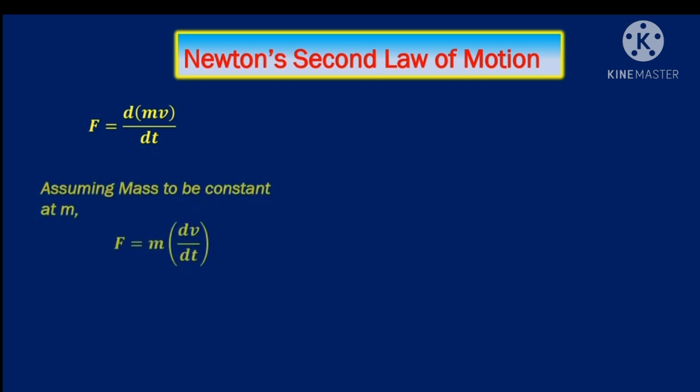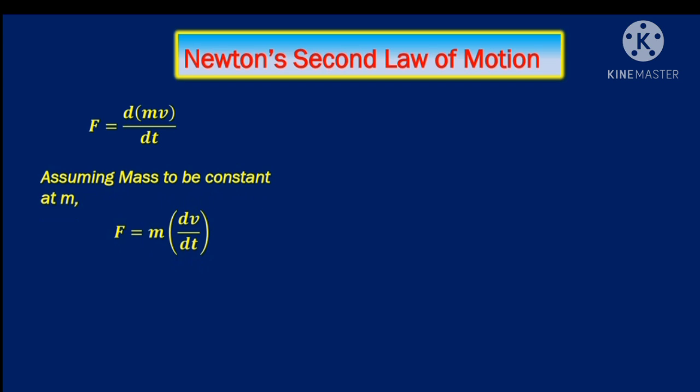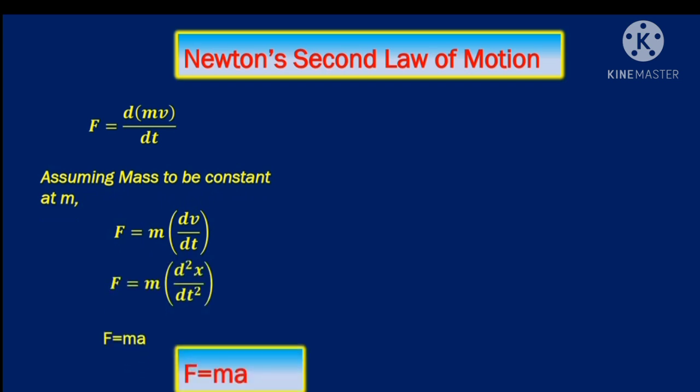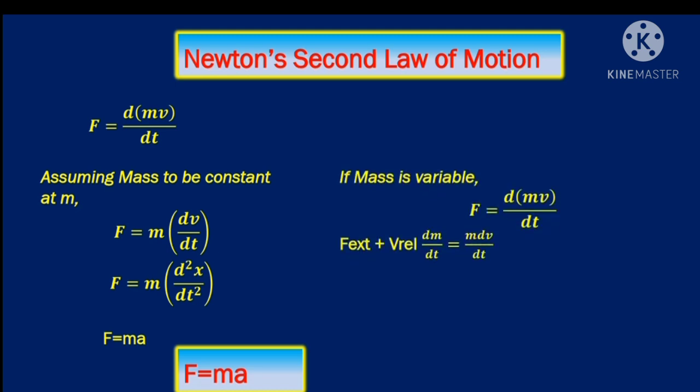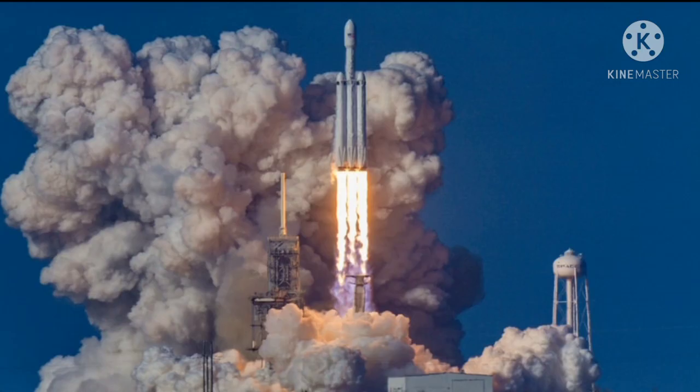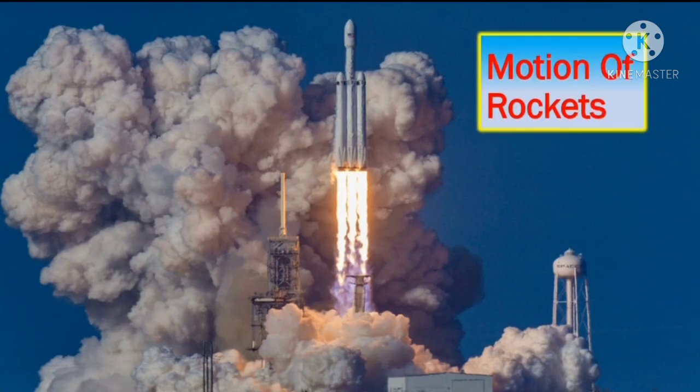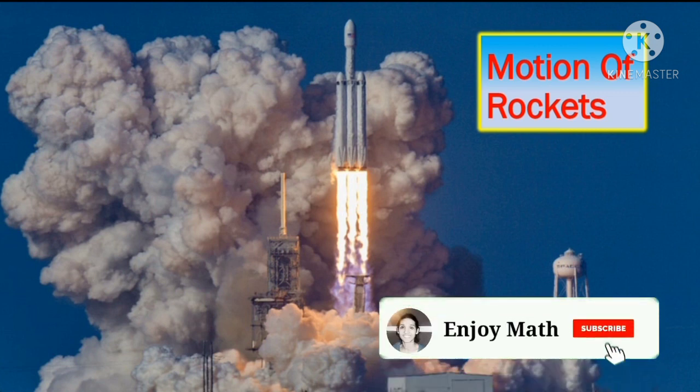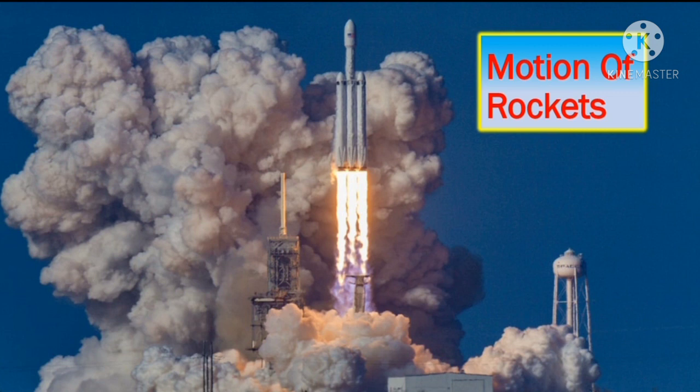If we assume the mass of the object to be constant, then we get the well-known formula that force is mass into acceleration. However, if the mass is variable, that is either it's increasing or decreasing with respect to time, here is the differential equation that we will be using. The variable mass equation is very useful to study the motion of rockets because the mass of a rocket is decreasing with time as fuel is burnt and propellants are being expelled.